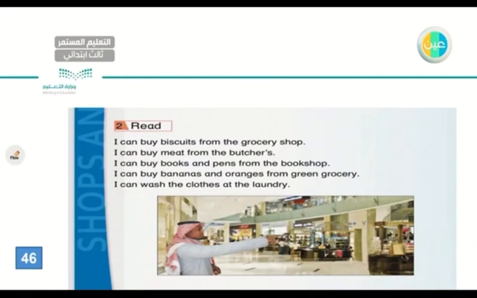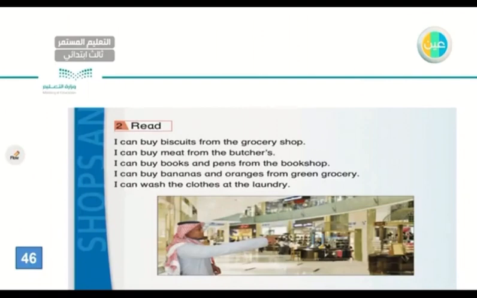I can buy books and pens from the bookshop. I can buy books and pens from the bookshop. I can buy bananas and oranges from the green grocery. I can buy bananas and oranges from the green grocery. You can buy more than oranges and bananas. I can wash my clothes at the laundry. I can wash the clothes at the laundry.